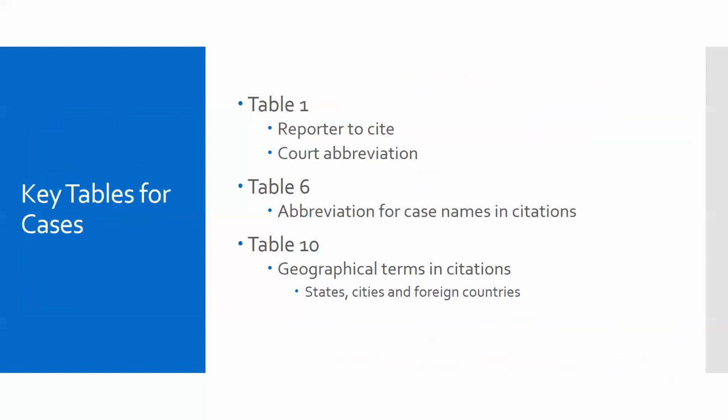And so the key tables for cases are Table 1, which will give you the information on the reporter to cite, as well as court abbreviations. Table 6 is going to give you abbreviations for case names. And then Table 10 is going to give you abbreviations for geographical terms.